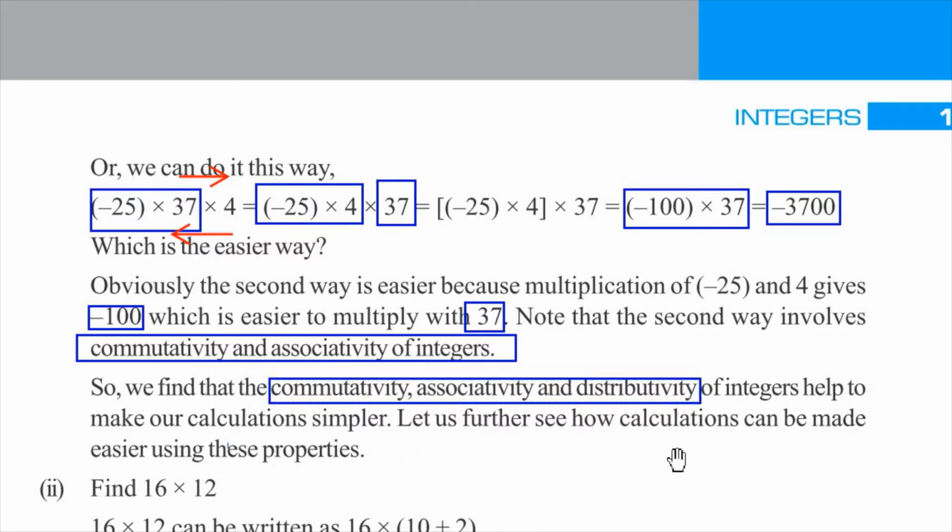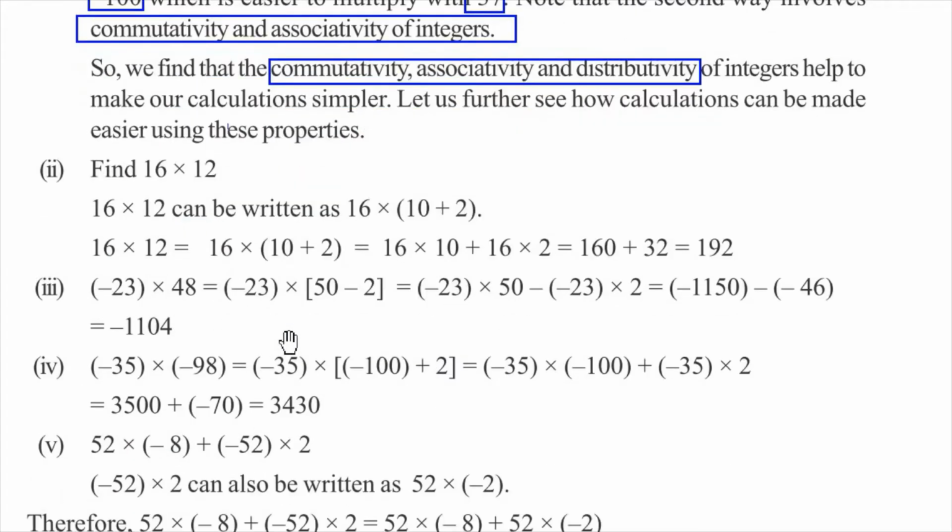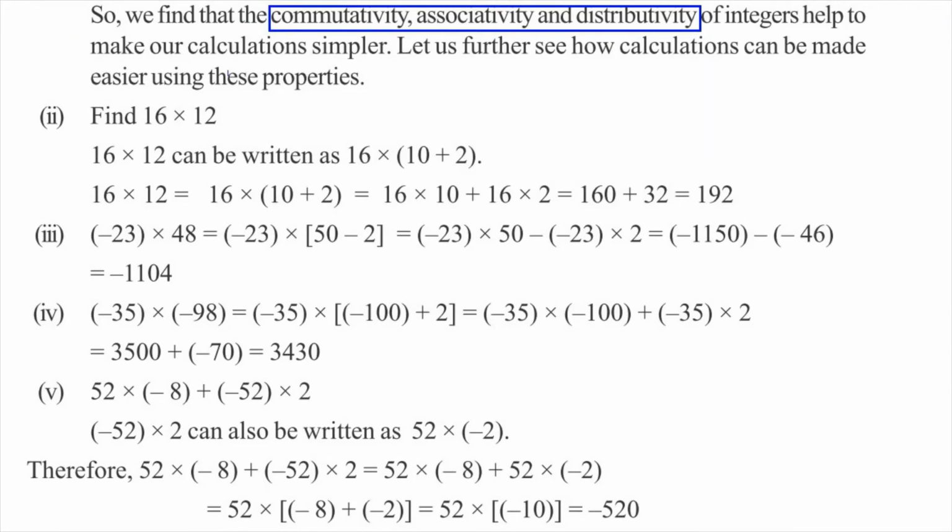Let us further see how our calculations can be made easier using these properties. So here are more ways through which we can make our calculations easier. Just remember one common rule for all of these calculations: it is very easy for us to remember the multiplication tables up until 10. So if it is possible for us to reduce a calculation to a product of 10 and something that is less than 10, we will do that. One of the applications is as shown here.